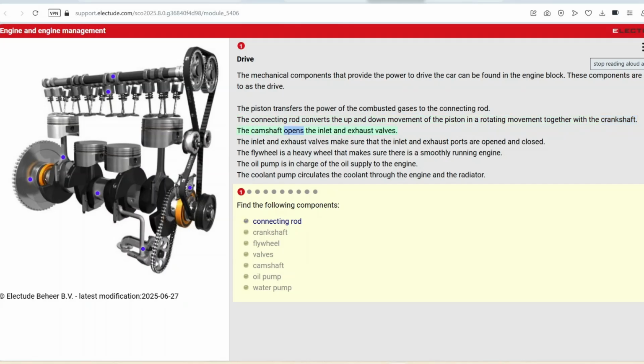The camshaft opens the inlet and exhaust valves. The inlet and exhaust valves make sure that the inlet and exhaust ports are opened and closed. The flywheel is a heavy wheel that makes sure there is a smoothly running engine. The oil pump is in charge of the oil supplied to the engine. The coolant pump circulates the coolant through the engine and the radiator.